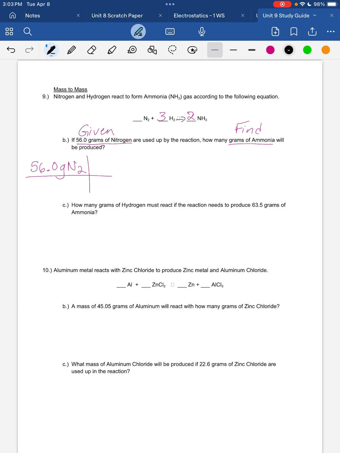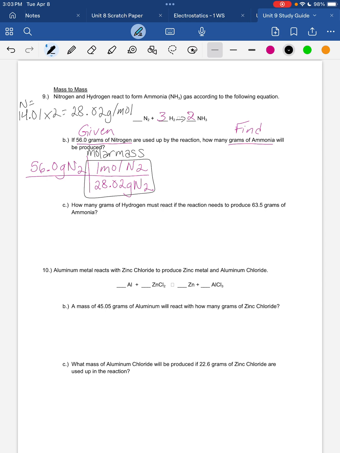So again, looking at our periodic table, we're going to calculate the molar mass of nitrogen. Nitrogen has a mass of 14.01. There are 2 of them, so then the molar mass for nitrogen is 28.02 grams per mole. We're in grams of nitrogen, so that means 28.02 grams of nitrogen will go on the bottom, and then we have 1 mole of nitrogen that goes on the top. Please note that this right here is your molar mass, and on the top will always be 1 mole. It's never going to change. Our grams of nitrogen are going to cancel. We're in moles of nitrogen.